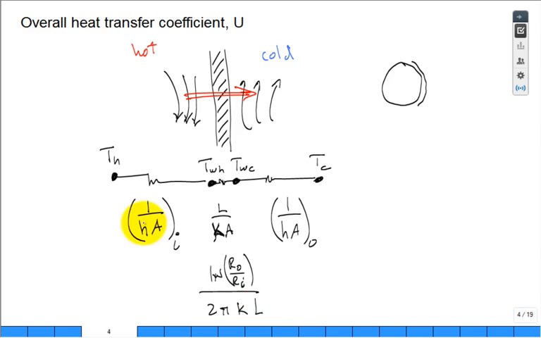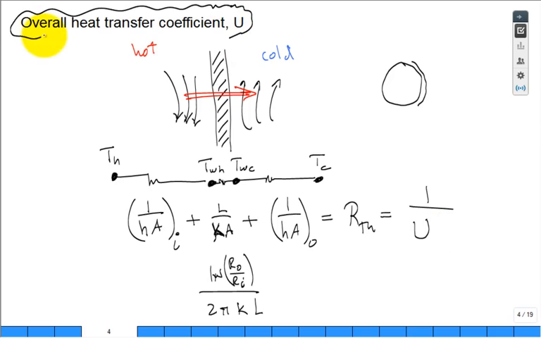So we have these 3 resistances. They're in series. You sum them to get the overall resistance. We've done this before. Or you could express it as 1 over an overall heat transfer coefficient U. That's what we're introducing right here. Actually, I think it was introduced all the way back in chapter 1, but that's okay. Let's take a look here. It's 1 over U times A.